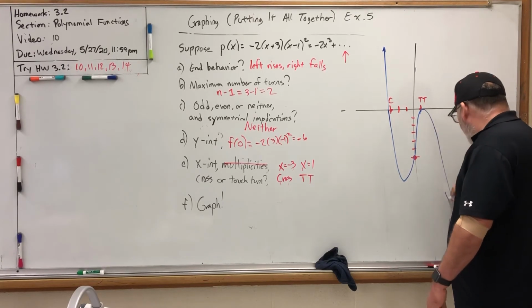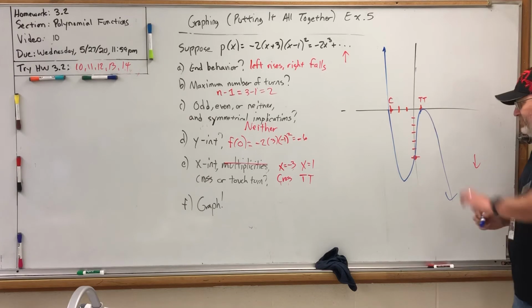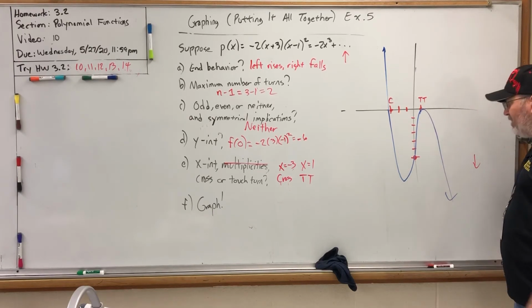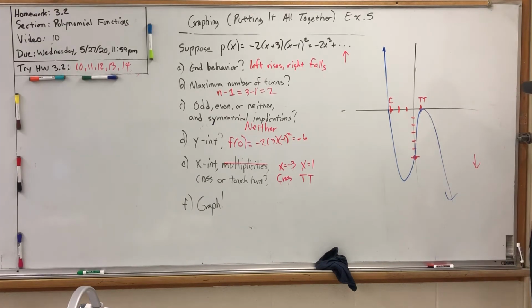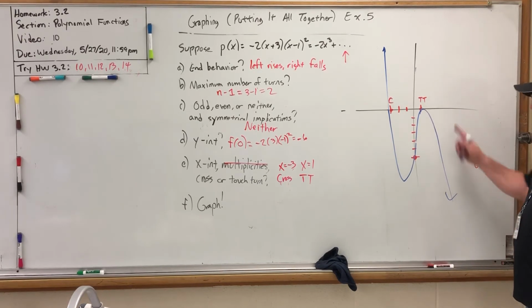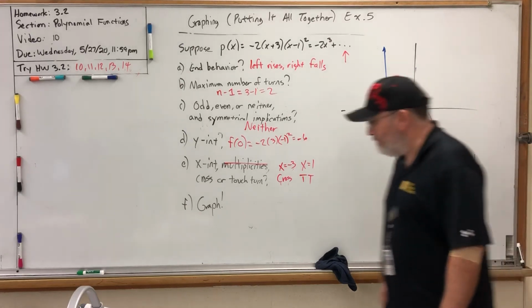By the way, every third-degree polynomial's graph does have a rotational symmetry, just not at the origin. Somewhere in here is a point where you can rotate this 180 degrees. But the end behavior is correct. It did turn 2 times. It doesn't have y-axis or origin symmetry. And we have the correct intercepts and crossing and touching, turning behavior.